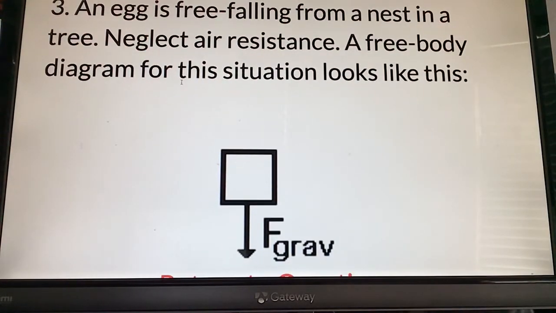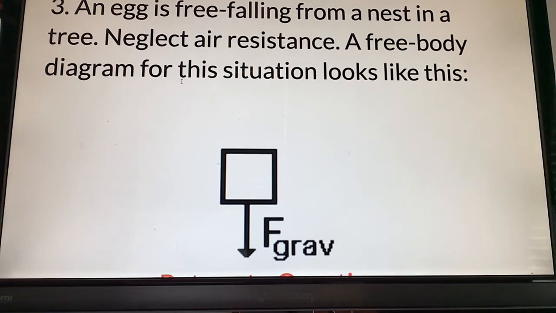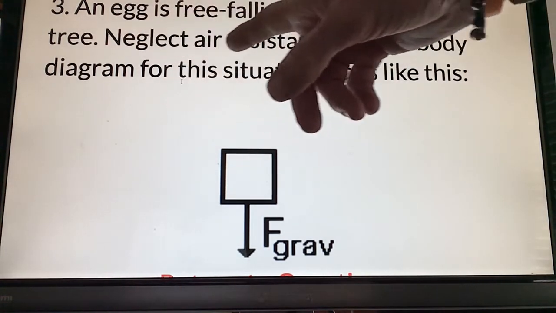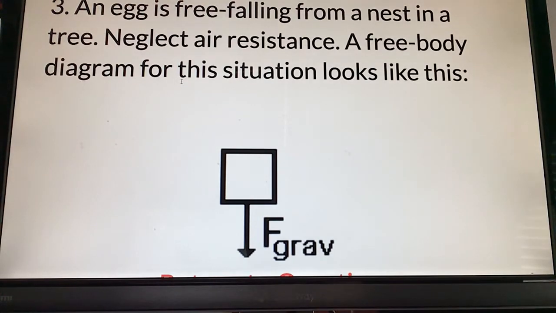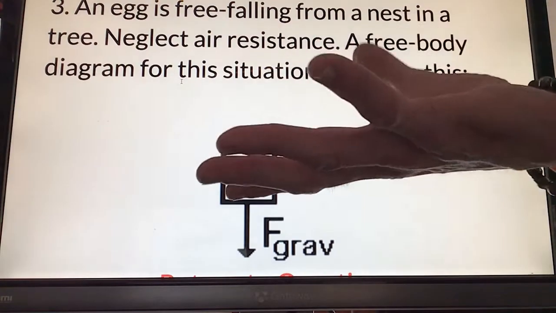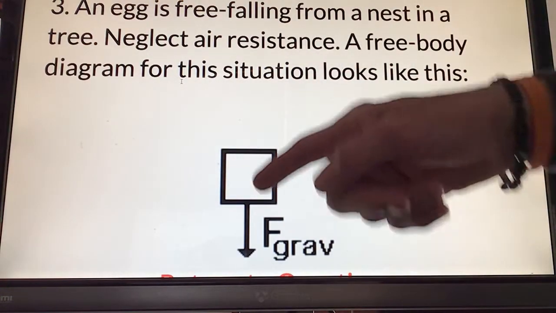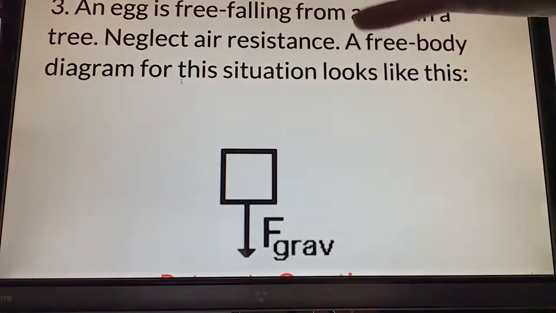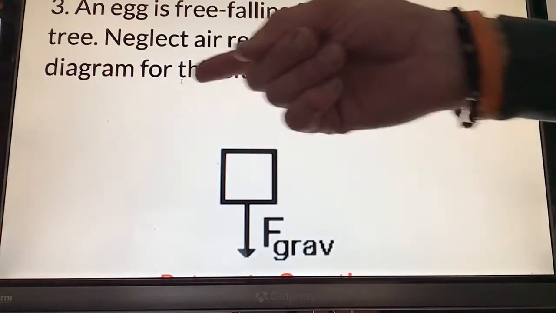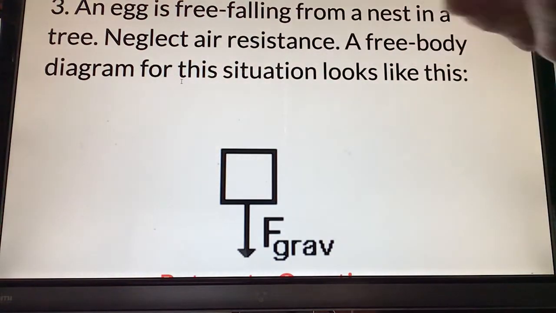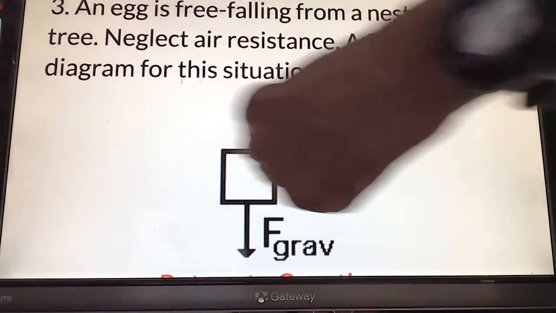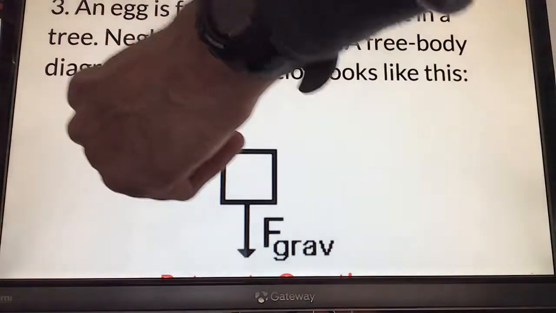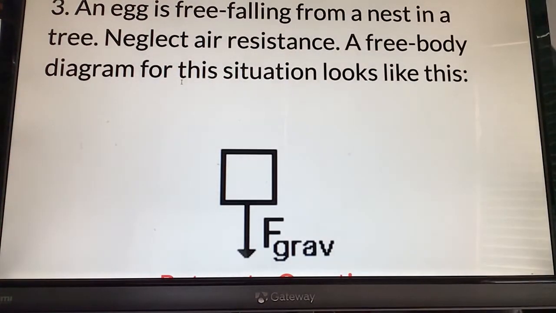Okay, let's move down to the next one. You've got an egg free falling from a nest in a tree. So sad. Neglect air resistance, so you're going to ignore air resistance. A free body diagram for this situation looks like this. This represents the egg that's falling. It's a square egg, go figure. Gravity's pulling down, F grav, the force of gravity. Normally there would be air resistance pushing up, but it says to ignore air resistance. It's not moving left or right, there's no applied force sideways. It's just falling. That's what that one would look like.